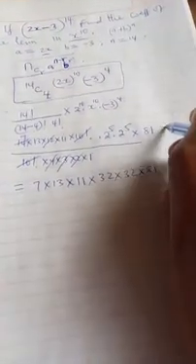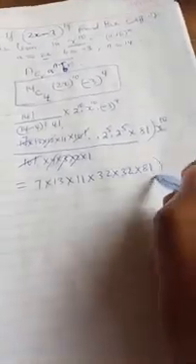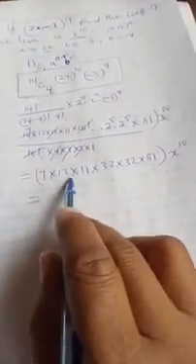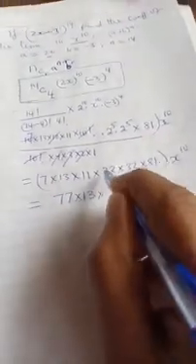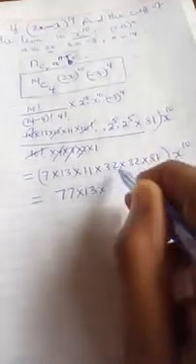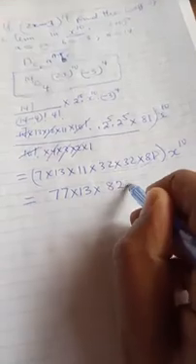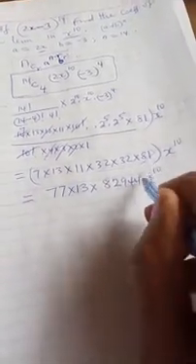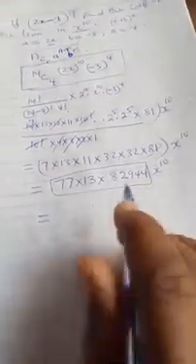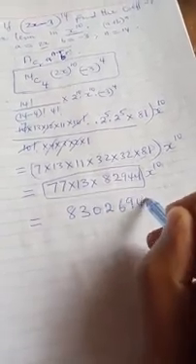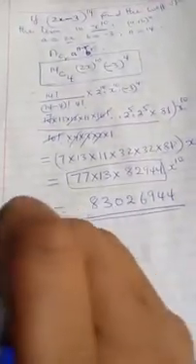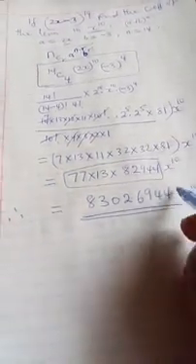X to the power 10 is there, but we are interested in the coefficient. So when you compute this, it should be able to give us the coefficient we are looking for. 77 times 13 times, when this is computed alone, it gives us 82944. At this stage, use your calculator, and when you use your calculator, this should end up giving you a figure of this. So the coefficient of the term in x to the power 10 becomes this.